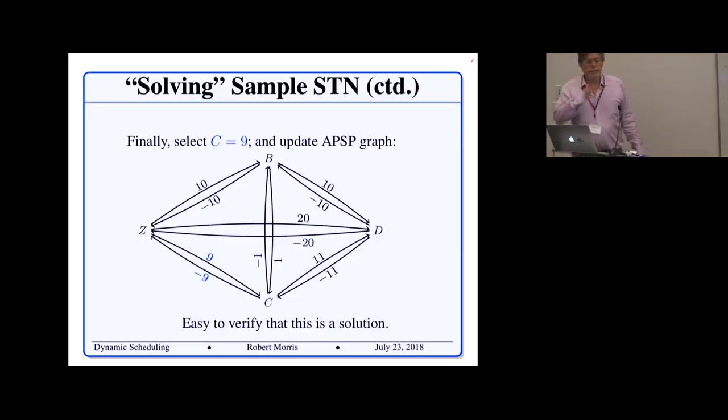So there you have the complete procedure for executing an STN using all pairs shortest path. And this simple approach, yes. There have been modifications to this in different ways. Instead of doing the full all pairs shortest path, there are ways of incrementally updating the graph that don't require running the whole thing. There's been a lot of research on that. But in this simple approach, yes.